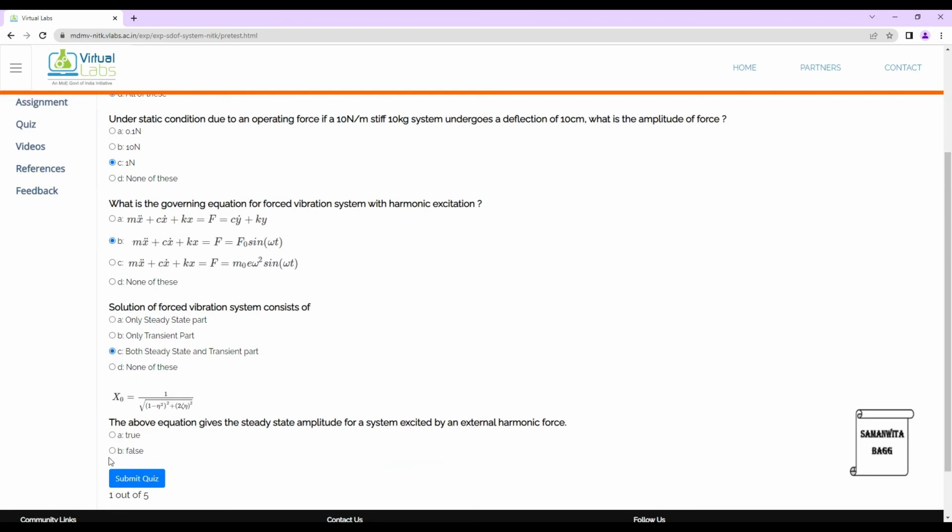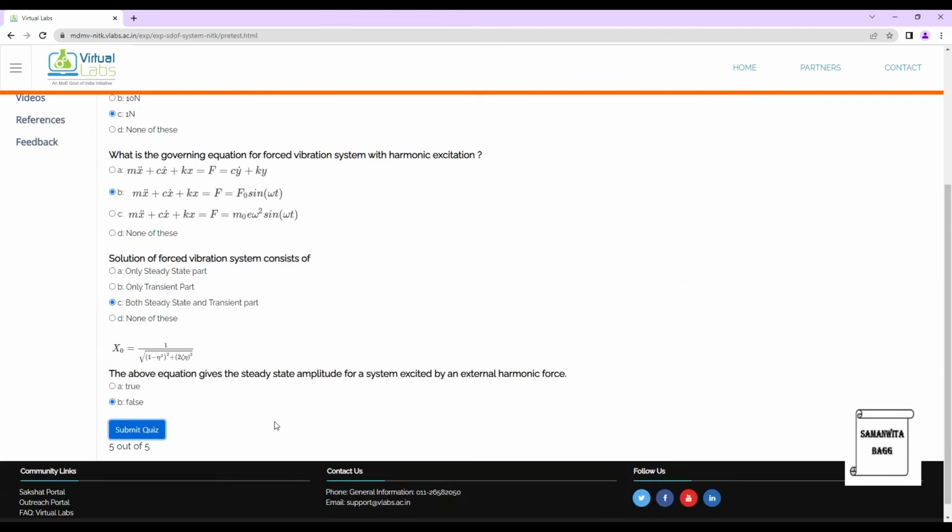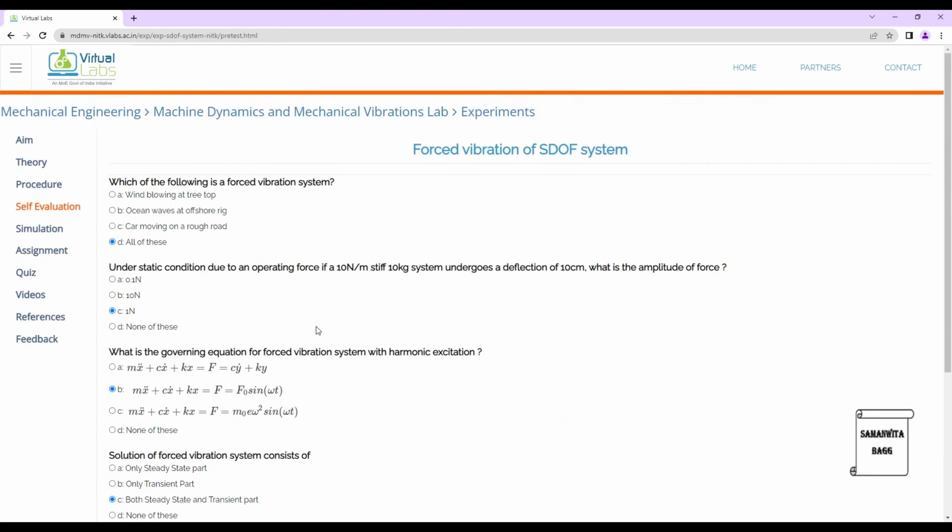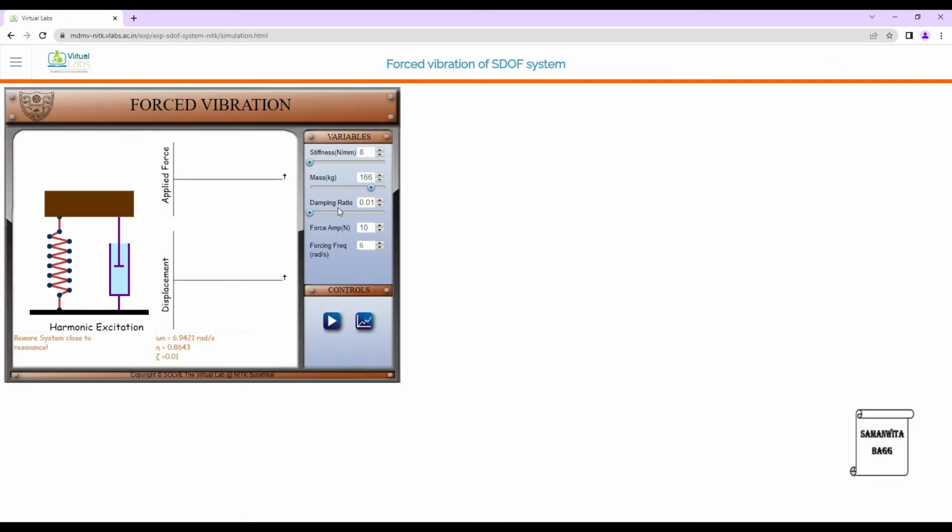I'll click it once again for you. You can check 5 out of 5. So all are correct, which means these are the answers for this question. And that's how you're supposed to solve this. First go through the theory part and then solve here. Next we'll go for the simulation.